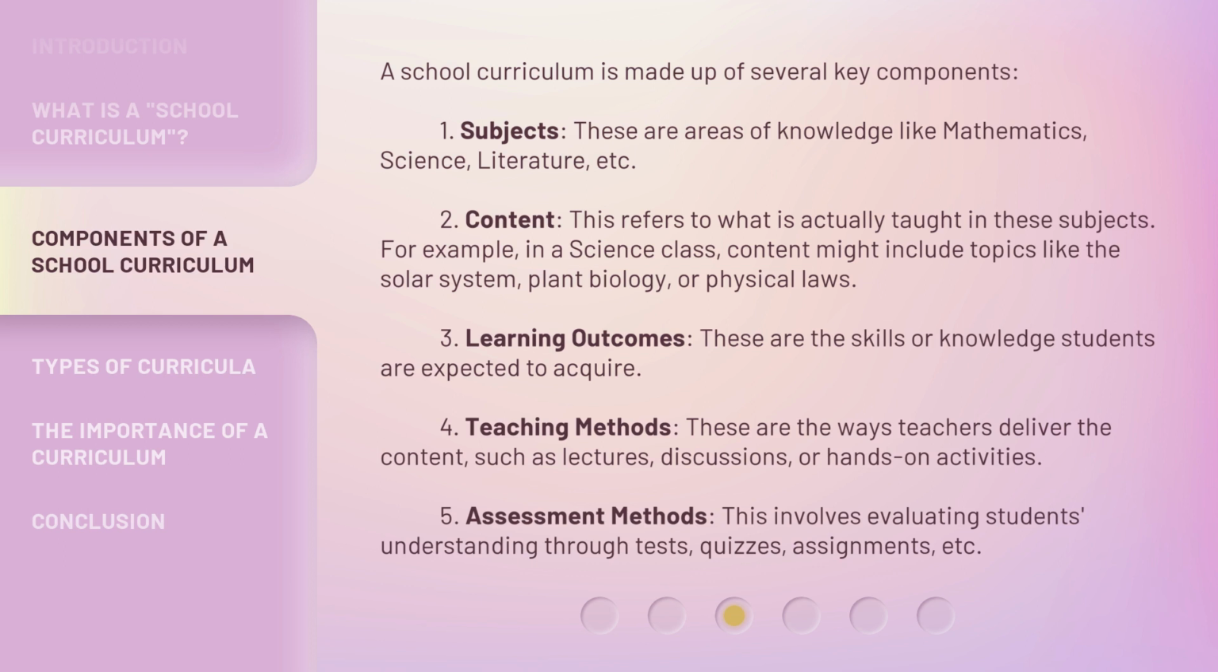3. Learning outcomes. These are the skills or knowledge students are expected to acquire. 4. Teaching methods. These are the ways teachers deliver the content, such as lectures, discussions, or hands-on activities. 5. Assessment methods. This involves evaluating students' understanding through tests, quizzes, assignments, etc.